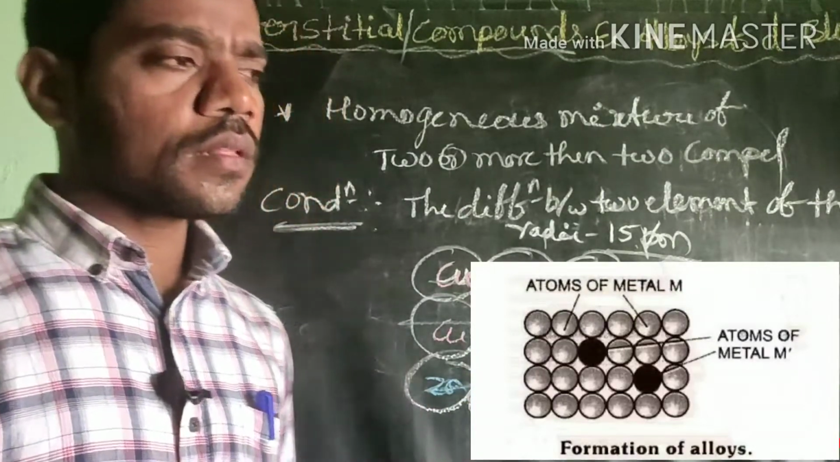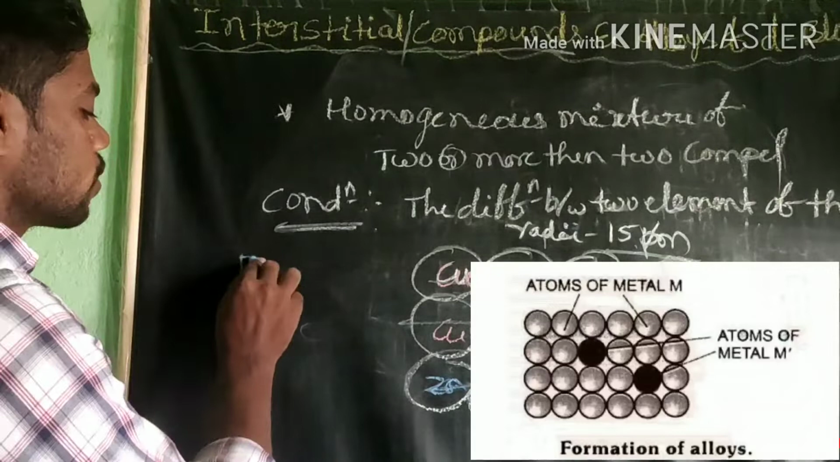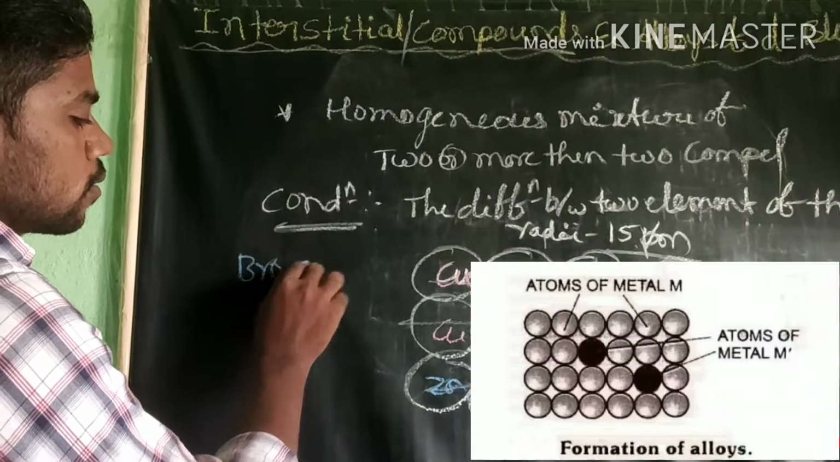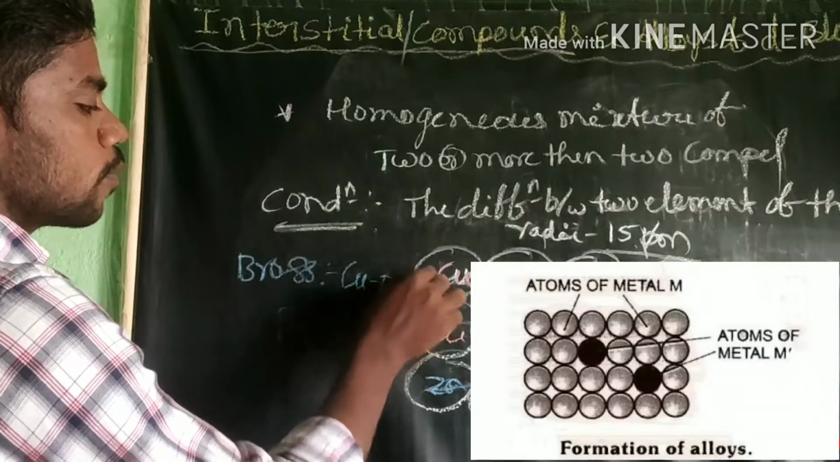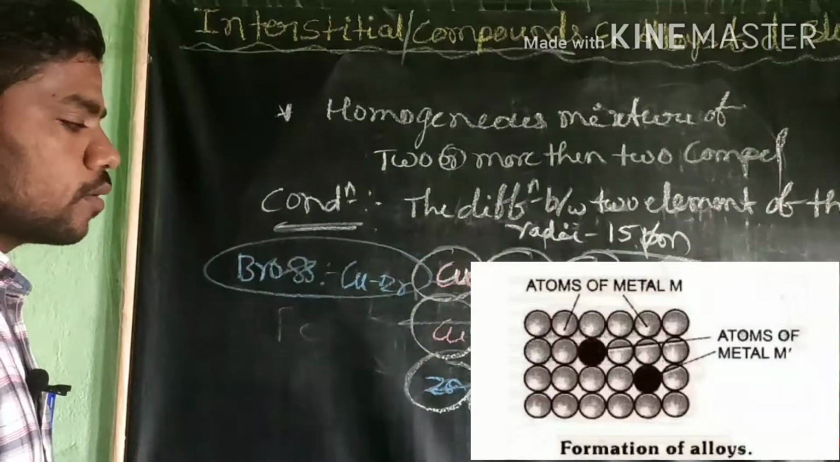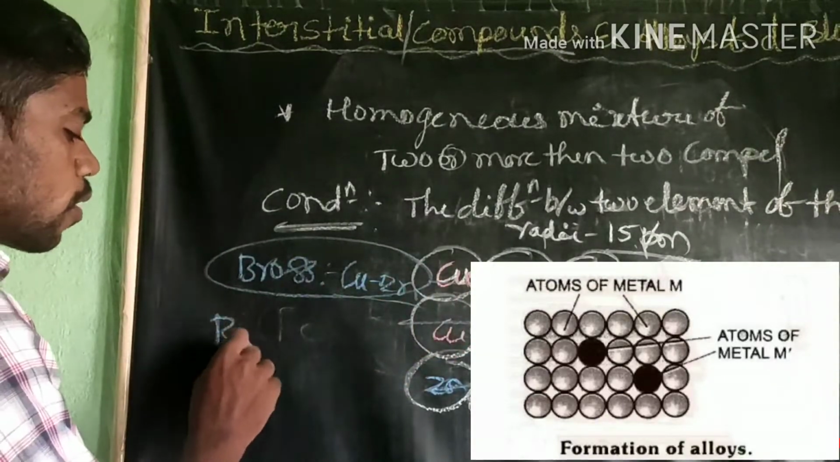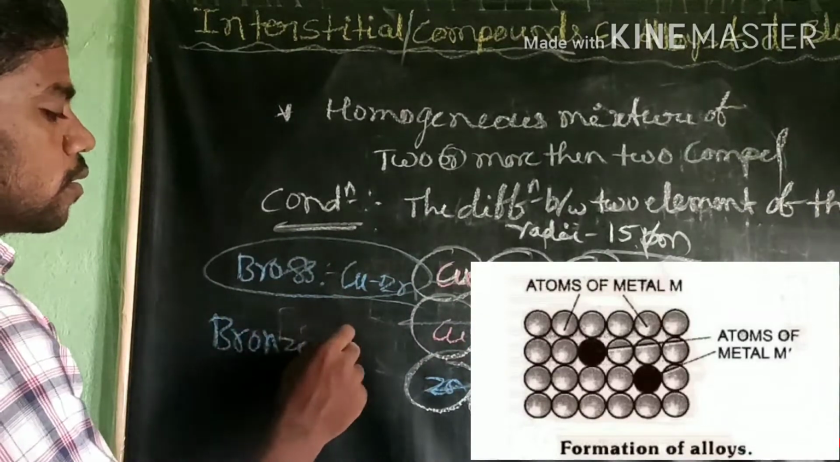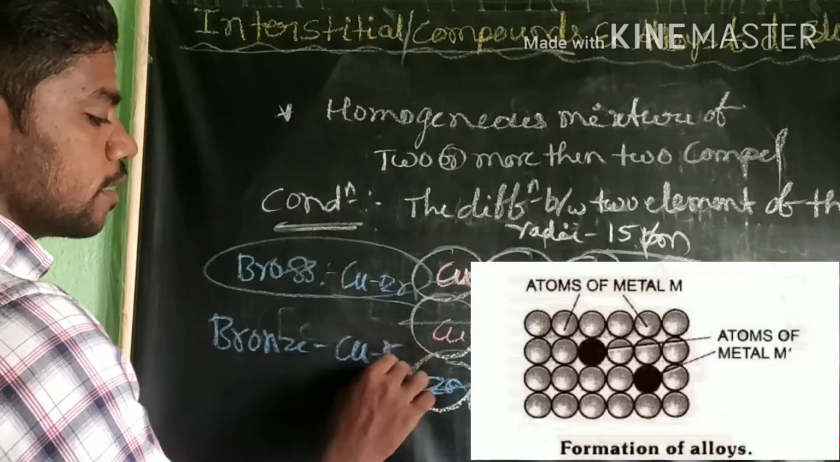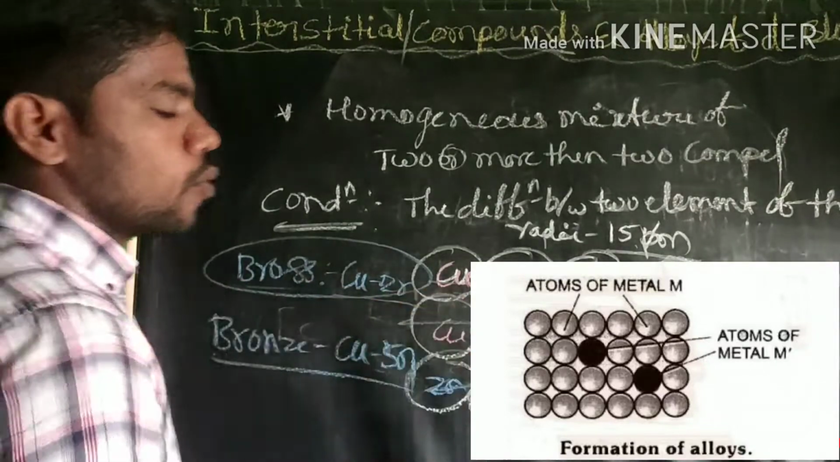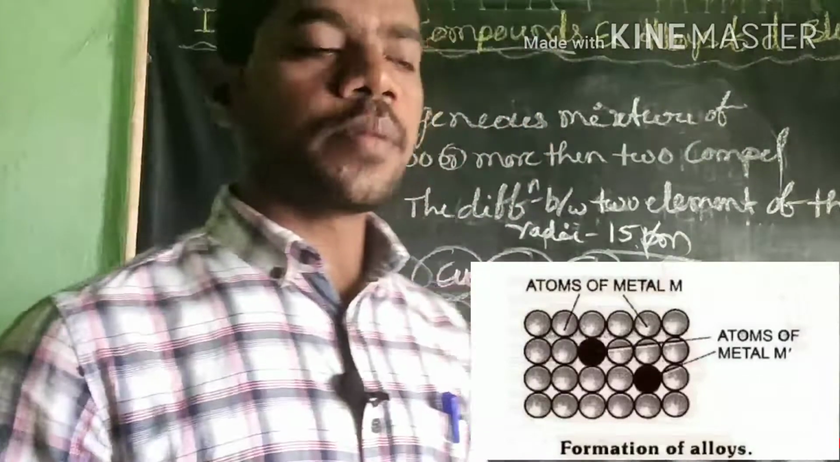Okay, next after that, brass, dear student. Brass means copper and zinc. You will see there are so many brass objects. Next one is bronze. This is copper plus tin. There are so many examples that I will give you.